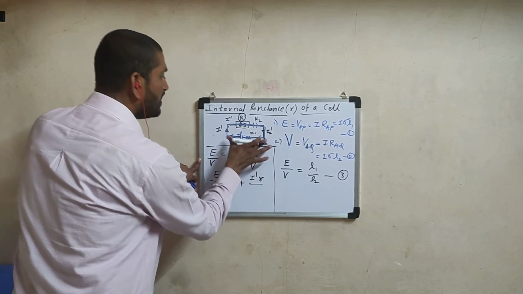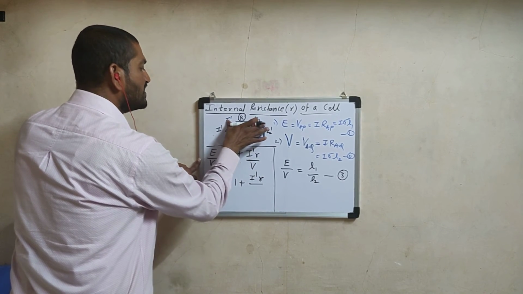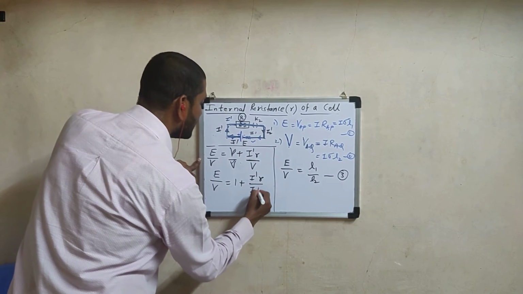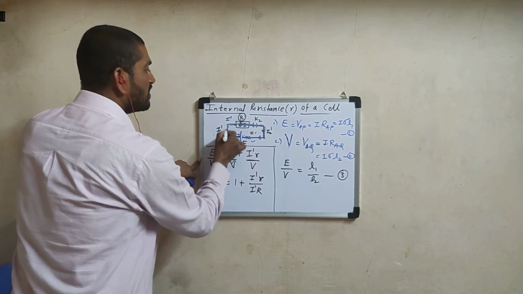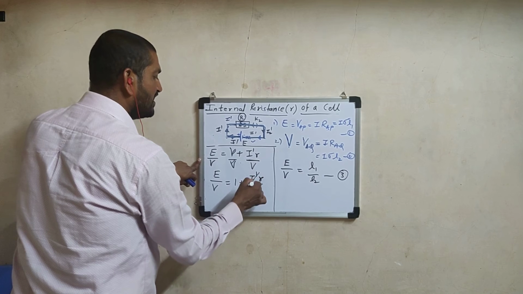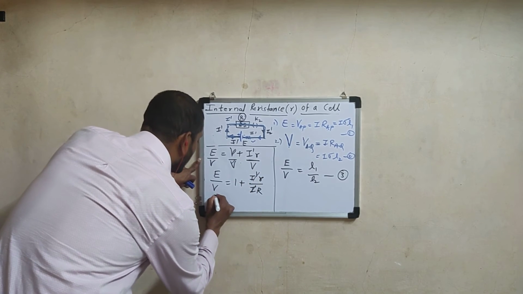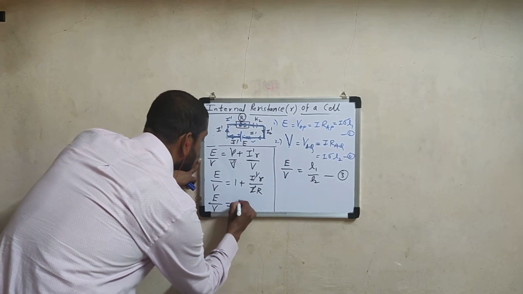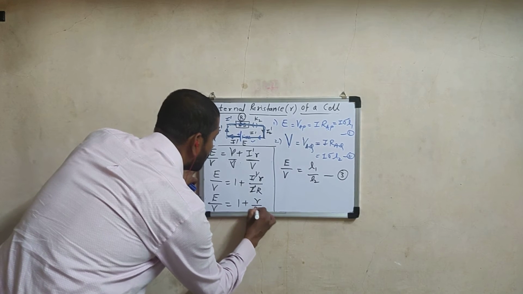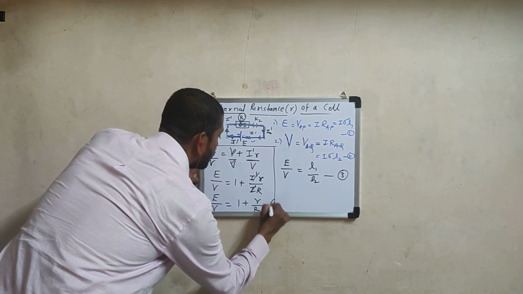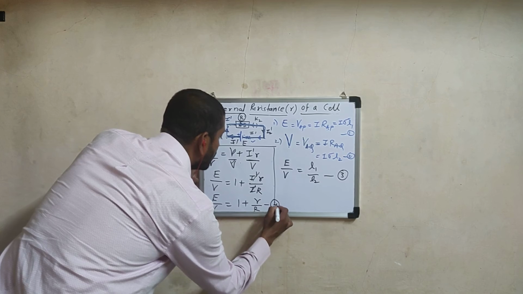What will be capital V? Capital V is the voltage across this resistance. So according to Ohm's law, this is current into resistance, so I dash R, because the current flowing through this resistance is also I dash. I dash gets cancelled. Hence we will get E upon V, this ratio, is equal to 1 plus small r upon capital R. Equation number 4. Very important.